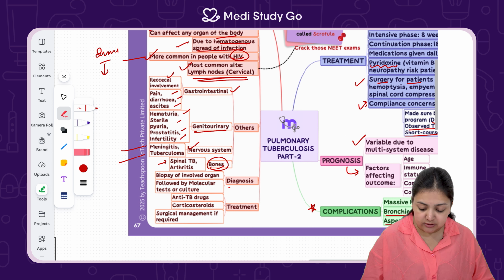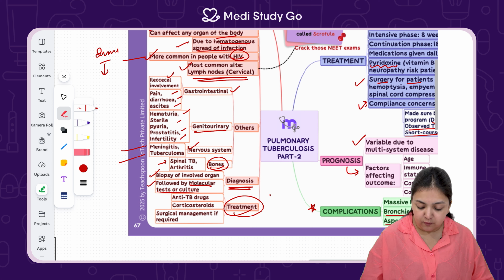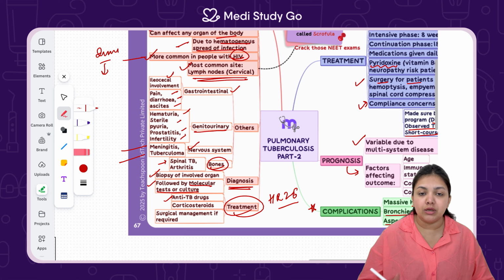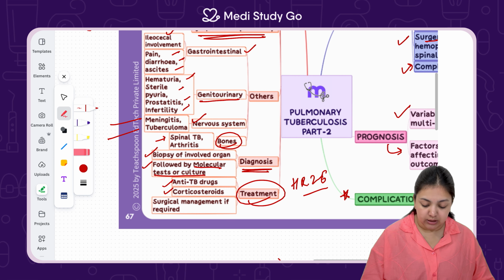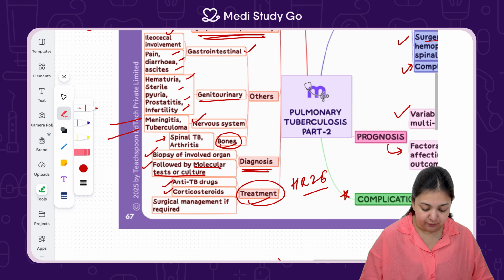And the diagnosis for extrapulmonary tuberculosis is usually similar to the pulmonary one, but also we can do biopsy of the lesion which is present in the specific organ, followed by molecular tests or culturing for the bacilli. The treatment stays the same, which is HRZE therapy. The anti-TB drugs are required, but since the spread is massive now, we need to decrease the immune response of the body. And for that, we can give corticosteroids. And also, if any lesion is elaborate and is causing caseating necrosis, we might need surgical management for that.